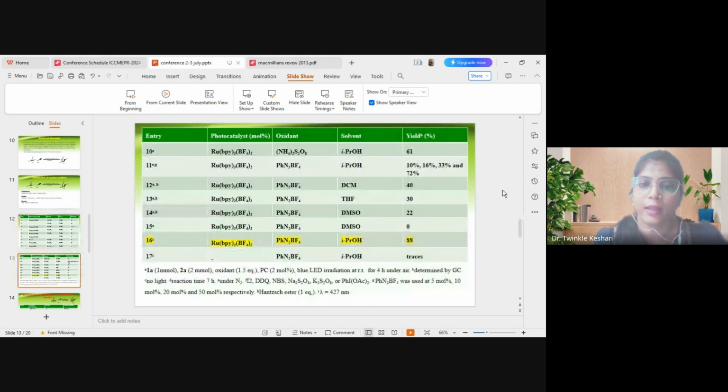So the visible light and photocatalyst both are very important for our reaction. In entry 11, we can see that the use of other oxidants like iodine and DDQ gave only 40% yield. Here we can see the yields were reduced. So this also shows that the best condition for the reaction is the use of ruthenium bipyridyl tetrafluoroborate, oxidant benzene diazonium tetrafluoroborate, in the presence of solvent isopropanol. We were getting 88% yield.